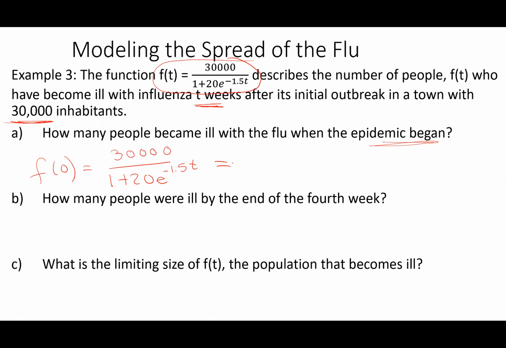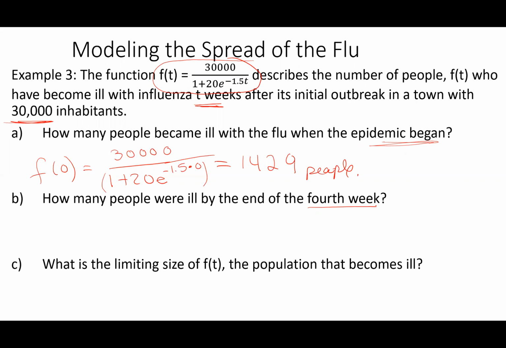Punch that in your calculator, but make sure, I put t there, but that's supposed to be 1.5 times 0. Make sure you put your parentheses around the bottom, okay? So approximately 1,429 people became ill when it began. How many by the end of the 4th week?